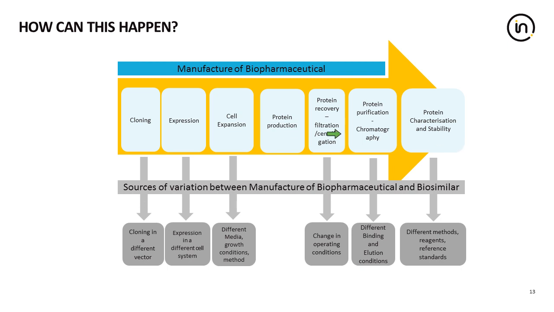So in any of these steps, if there is a change, it might actually affect the conformation of a protein. I might clone it in a different vector with a different tag, or express it in a different cell system, which could be growing in a different growth media. There could be a change in the way I'm doing chromatography, so it could be different binding and elution conditions. There could be different methods used, reagents, reference standards. So any of these might destabilize the protein and cause it to unfold.